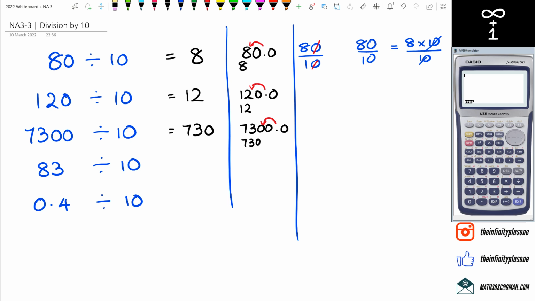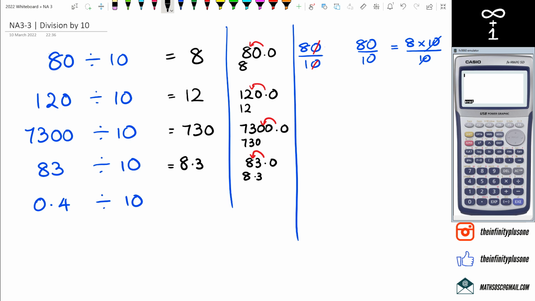So with that in mind, when we get to 83 divided by 10, what's going to happen? Well, we can write this as 83.0. Because we're dividing by 10, the decimal point is moving one unit to the left, which means we're going to get 8.30. But of course, we don't write the 0 after the 3, so we're just going to leave it as 8.3. Now, if you do write your answer as 8.30, there's nothing wrong with it.